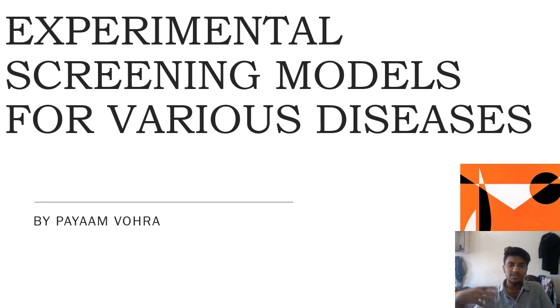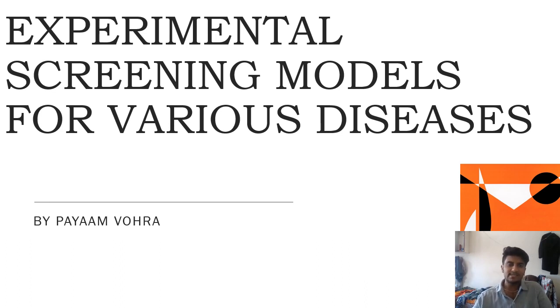So in pharmacology and toxicology, whenever we talk about screening, if you want to find the mechanism of any disease, or if you want to determine the efficacy or the toxicity of any particular drug, there are a number of screening methods. They can be either in vivo, in vitro, ex vivo, or in silico, depending upon the nature of the study and depending upon the level or the stage of the study.